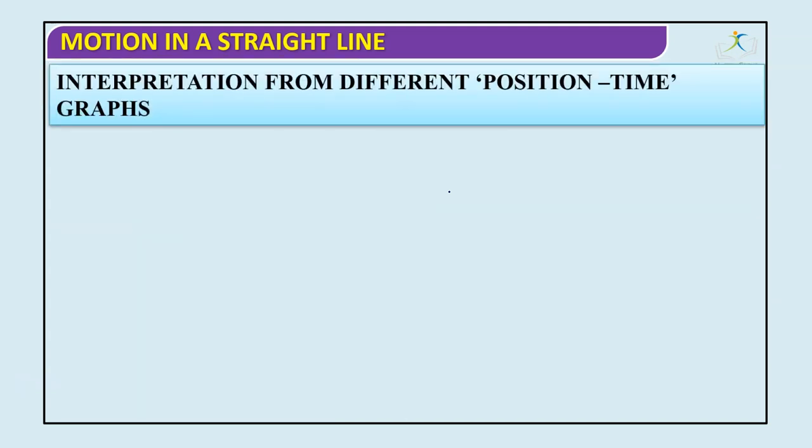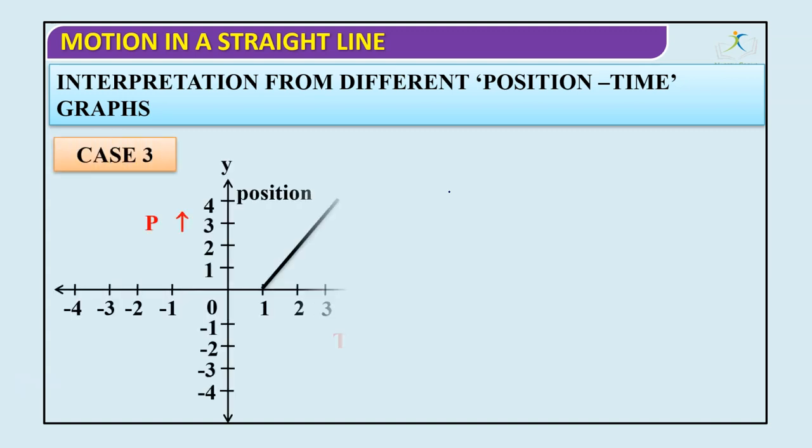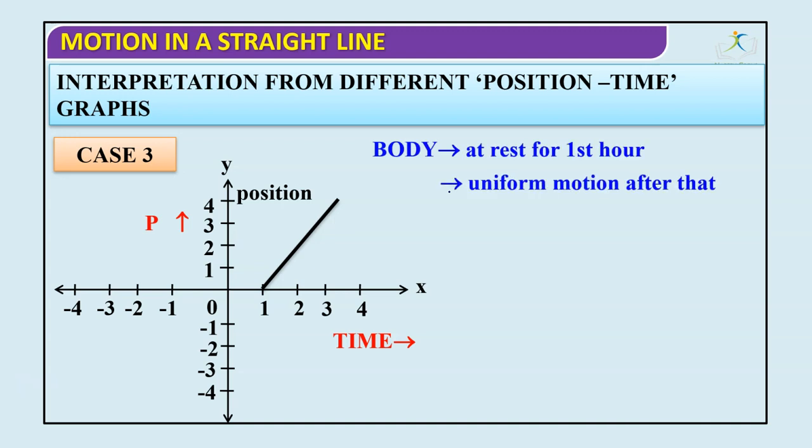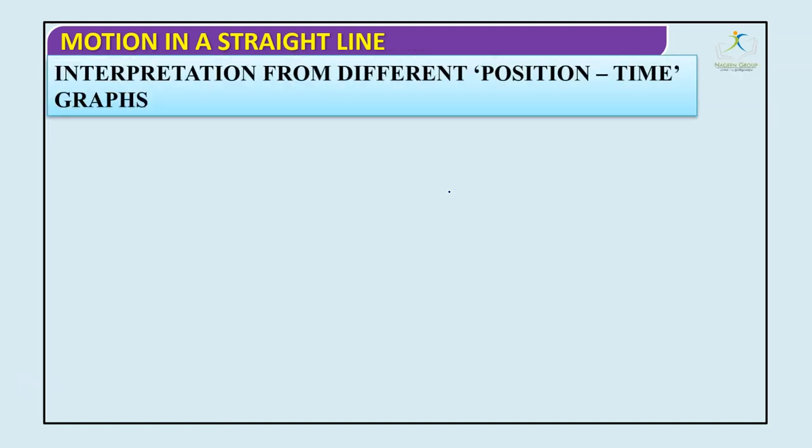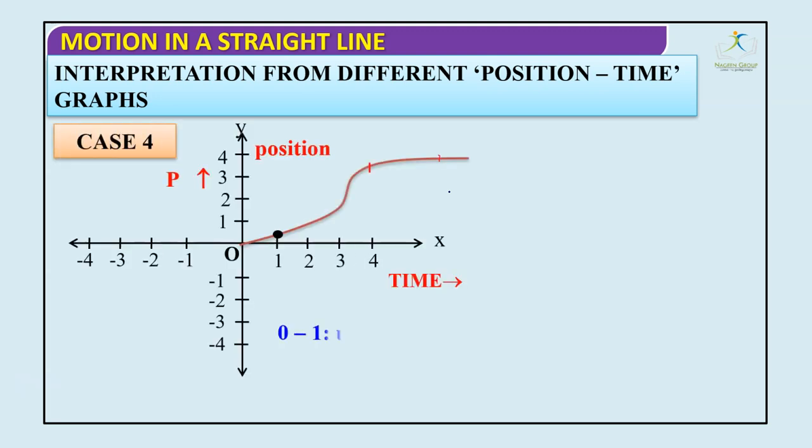Intercepts from different position-time graphs. In case 3, as you can see, the graph line does not pass through the origin. It has a separate line passing from one. So the body is at rest for the first hour, and then uniform motion after that.